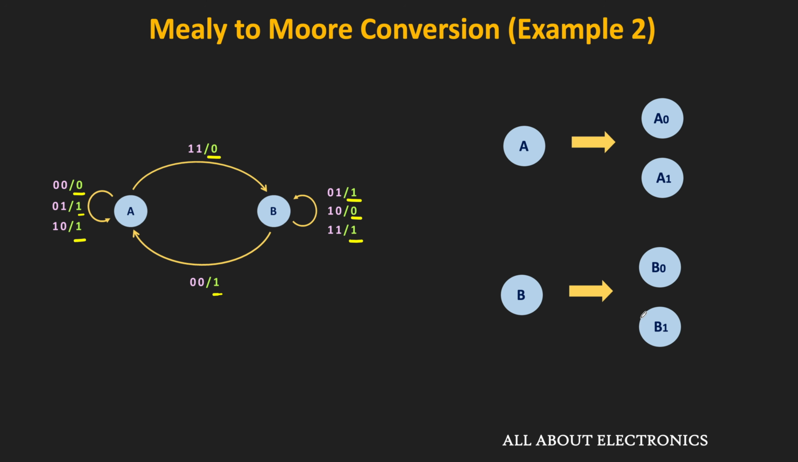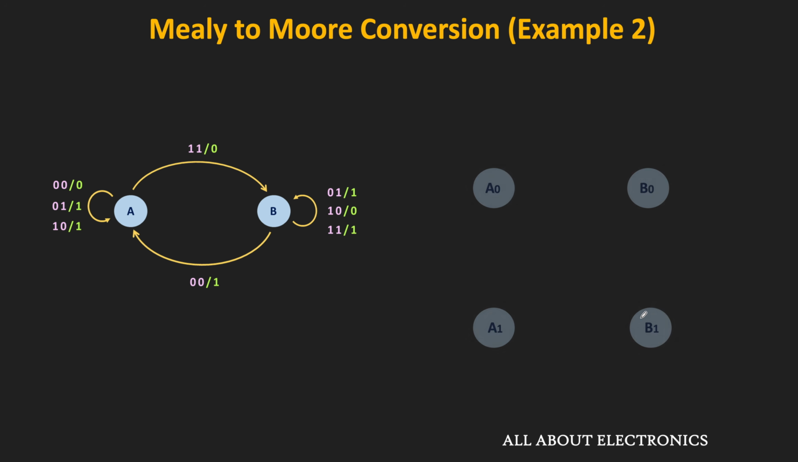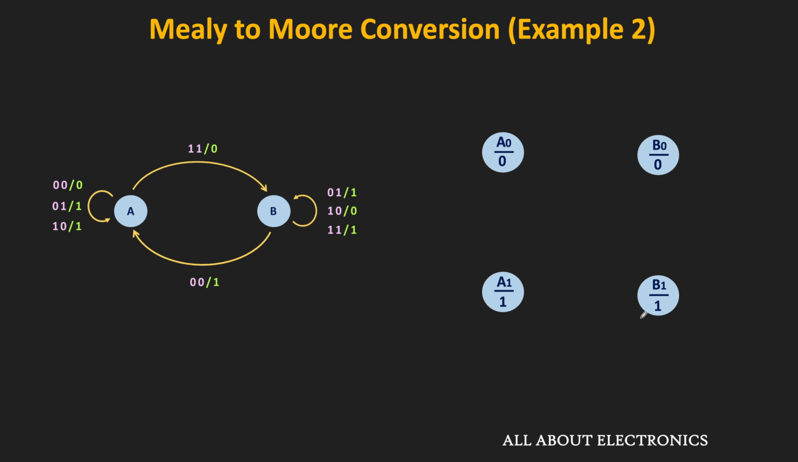That means here, during the Mealy to Moore conversion, we will have a total of 4 different states: A0, B0, A1 and B1. In the A0 and B0 states, the output of the machine will be 0, while in the A1 and B1 states, the output of the machine will be equal to 1.